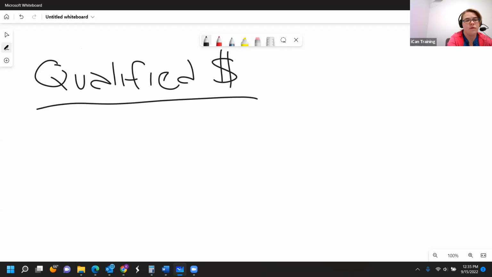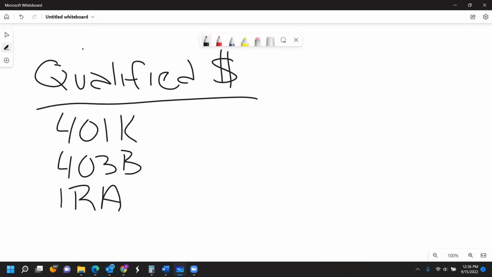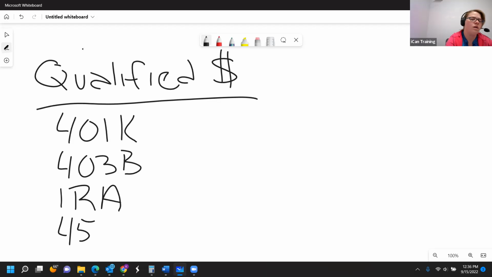Qualified money. 401k. 403b. IRA. What do all of these have in common? They defer taxes. They've all been deferred taxes. These are, and I think 457s as well. Mhm. 457 is, I believe, a pension plan. Anyway, so all of these have deferred taxes, meaning that before you get your paycheck, I will get to that in 1 second.